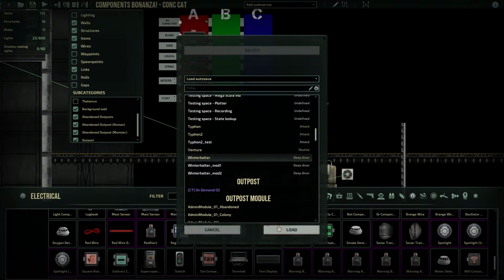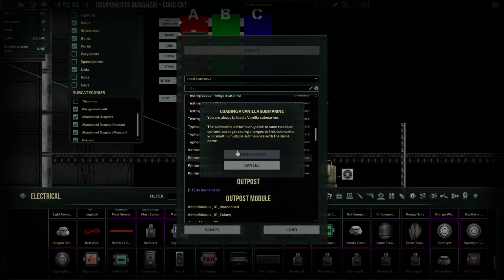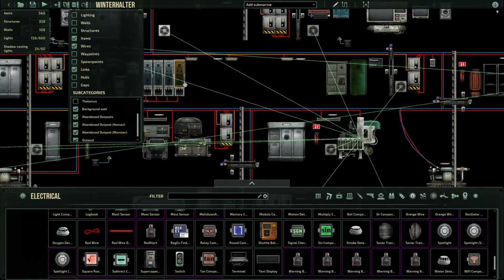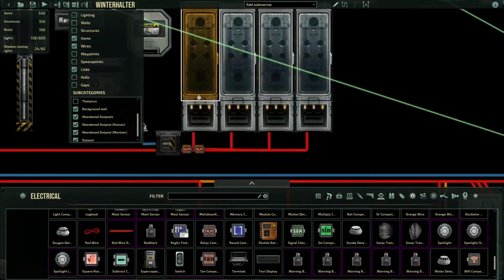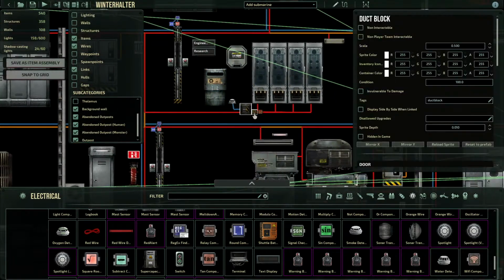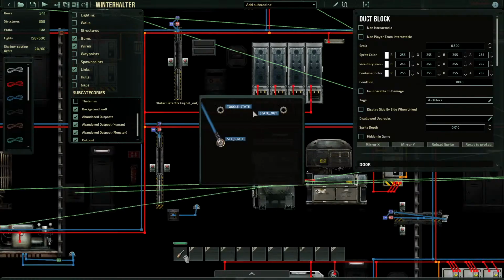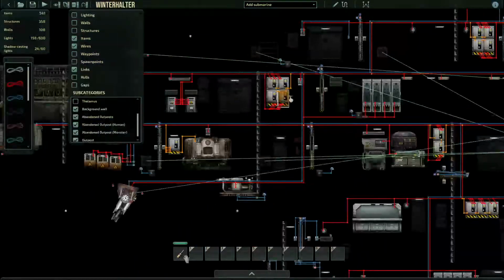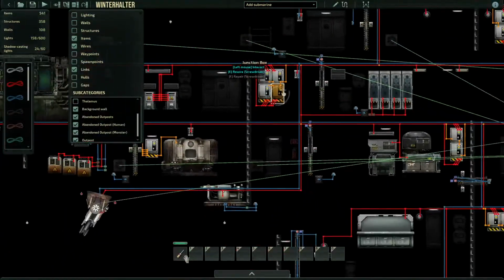There is a Winter Halter. If you look at the Winter Halter, get rid of the walls and the structures, you will see that down here right before these oxygen tanks, it's using relay blocks to demux the power signals going to the shelves and to the lockers. So 1 signal in, 5 signals out. Which is not what's going on over here.